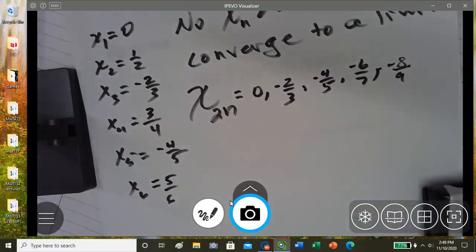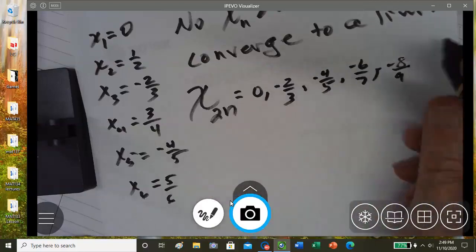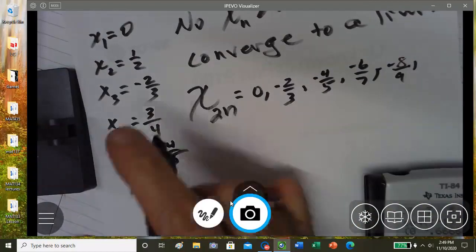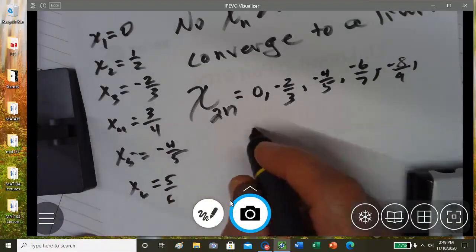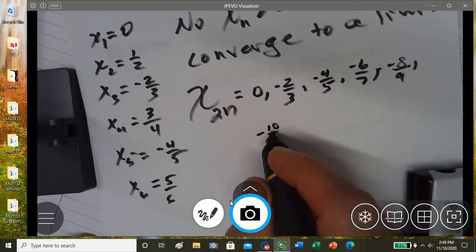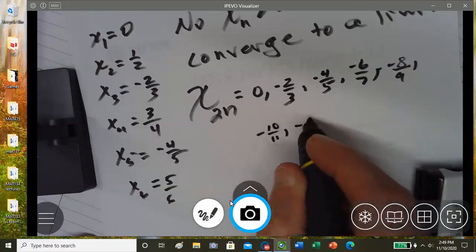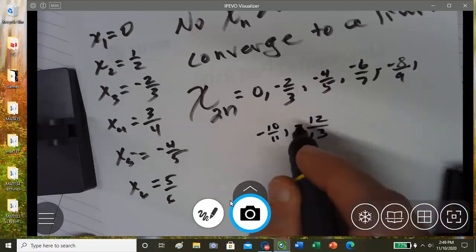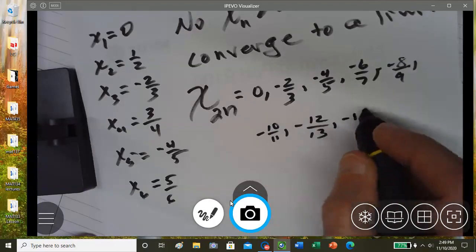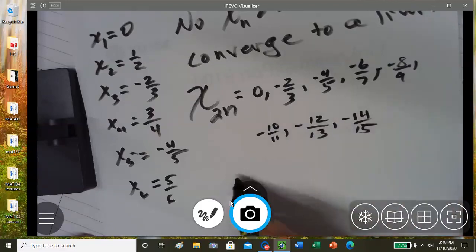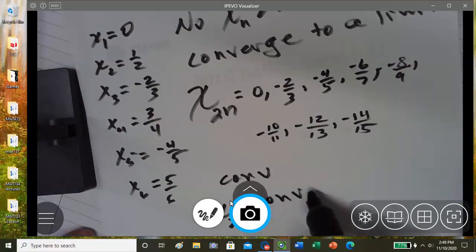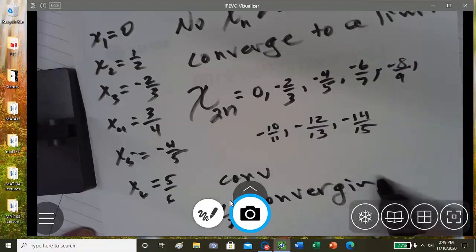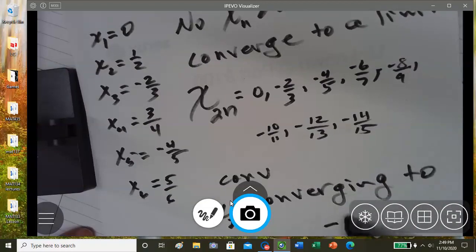So it's converging to, what do you think? I'm going to let you figure this out. Negative 8/9, negative 10/11, negative 12/13, negative 14/15. So therefore, this is converging. x sub 2n is converging to negative 1.